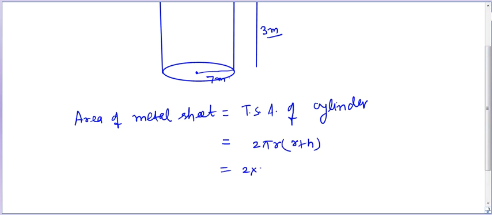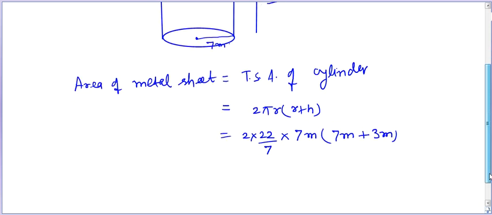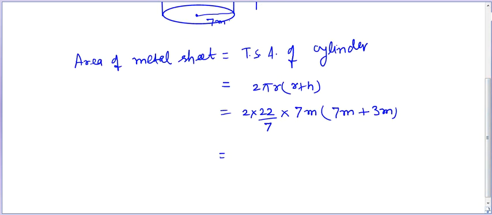So we have 2 into 22 upon 7. You know the value of pi is 22 upon 7, into r. So it is given 7 meter. Then r plus h, 7 meter plus the height is 3 meter. Simplify this. That is 2 into 22 upon 7 into 7, and inside the bracket it is just 10, and we can say it is square meter because the area is measured in square meter.